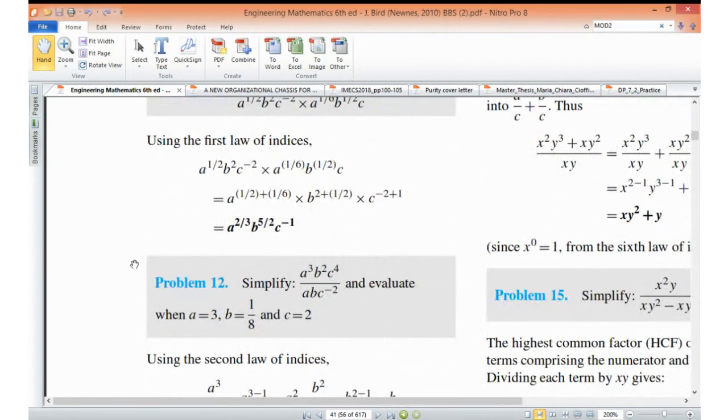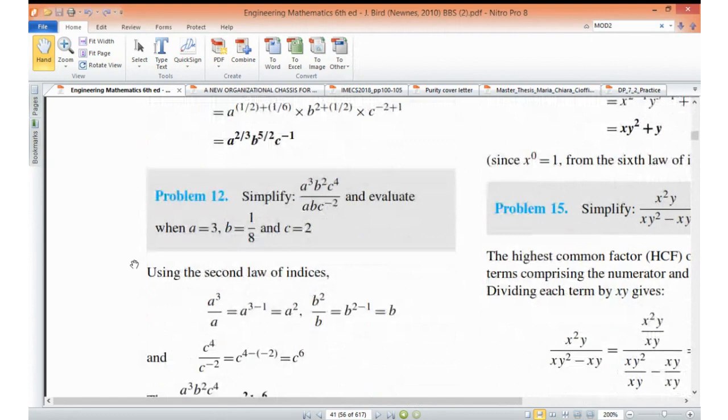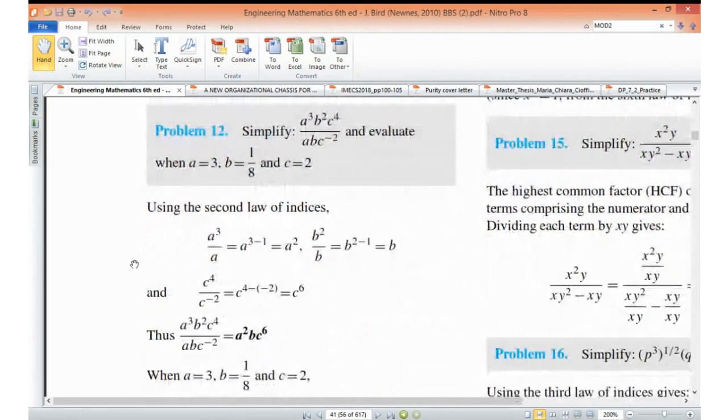Problem 12, we are evaluating now. So you simplify, then you evaluate, because we've been given the exact values of a, b, and c there. The simplification of this one is going to be collecting like terms together. a and a is going to be a division, so we subtract the powers, as has been expressed here quite clearly.